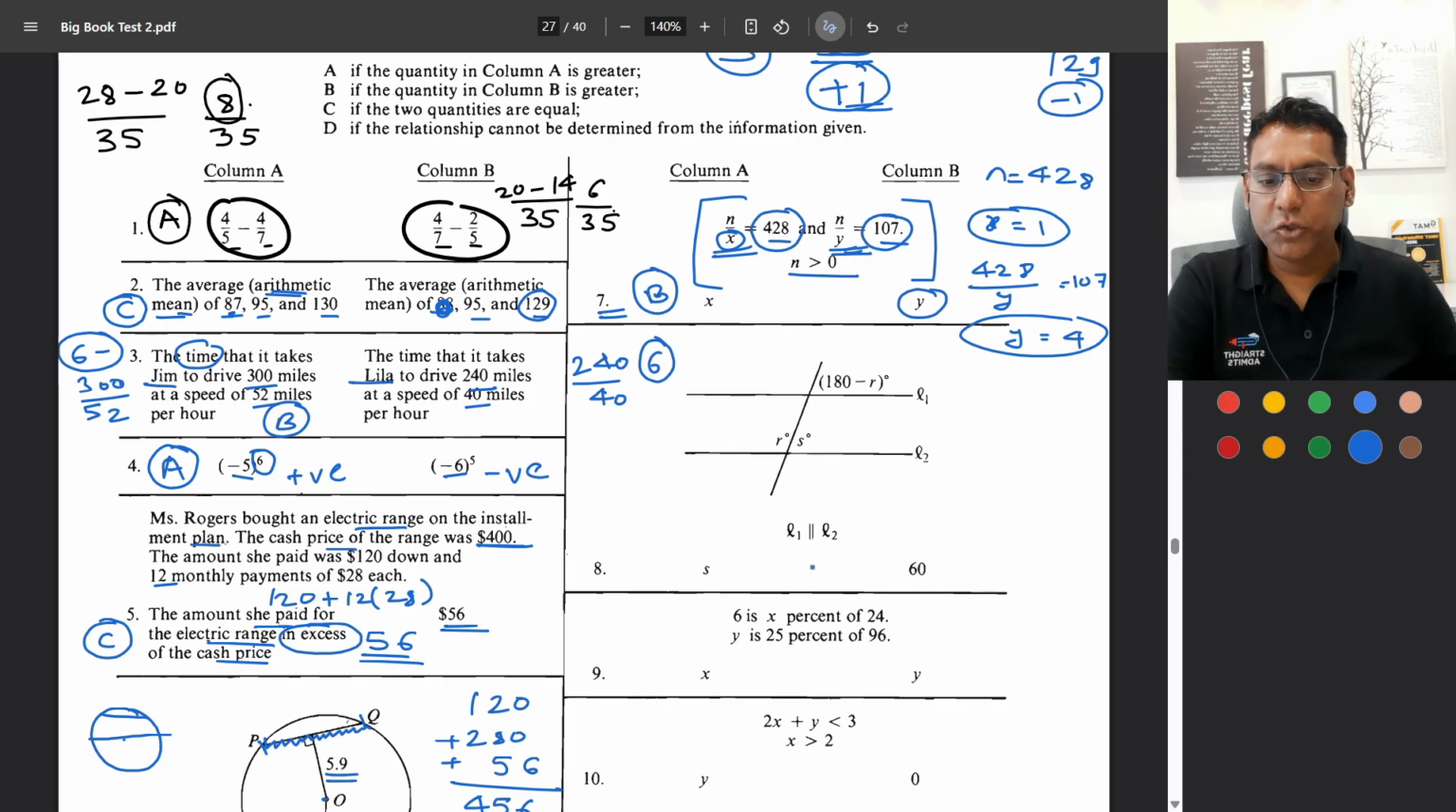Okay, question 8. L1 and L2 are parallel.